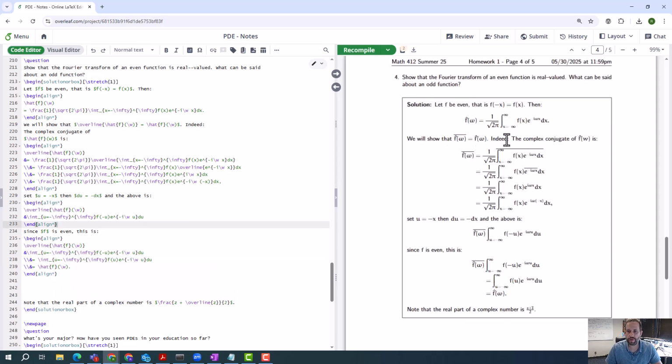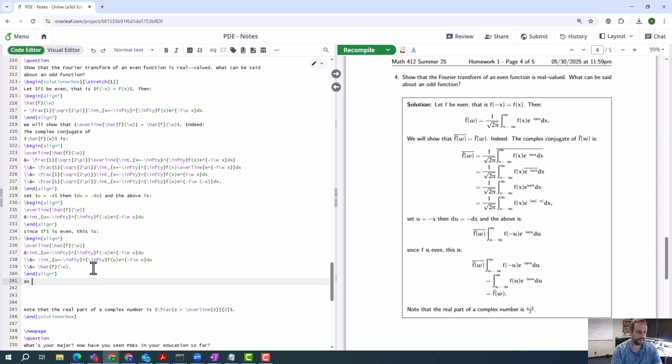Okay, so we will show that indeed the complex conjugate of f hat is this. We can bring it all the way down to there. Then we have that. Since f is even, this is that. Then I'll just say here, as desired.